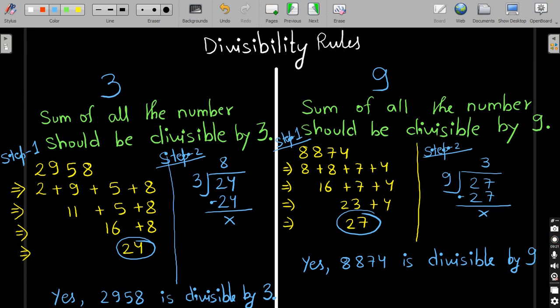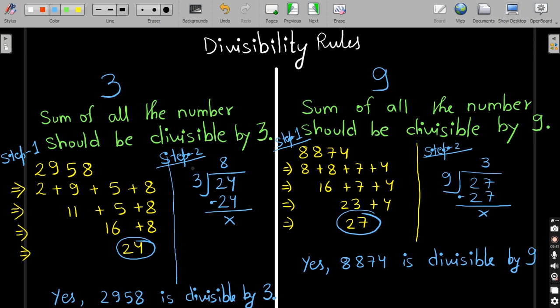Let us recall what we have learned. The divisibility rule of 3 is that the sum of all the numbers should be divisible by 3. And we have taken one example, 2958. Now how will I check? 2 plus 9 plus 5 plus 8. Suppose the number is 5 digits or 6 digits, then I will add all the numbers. I will get one answer. So I got the answer.